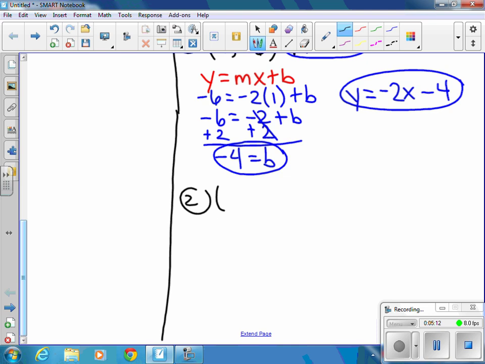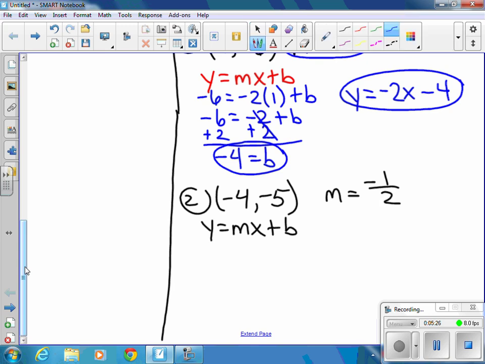This time your ordered pair is -4, -5, and your m value is -1/2. Same process. Take y equals mx plus b, take out the letters you do know, and leave the b behind because that's what we're trying to find. Okay, so this would be -5 equals -1/2 times -4 plus b.